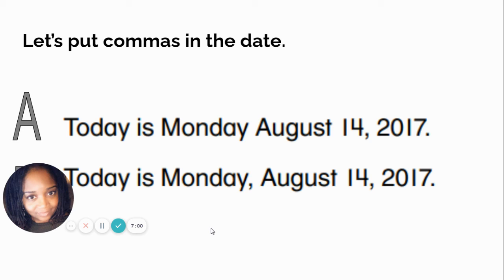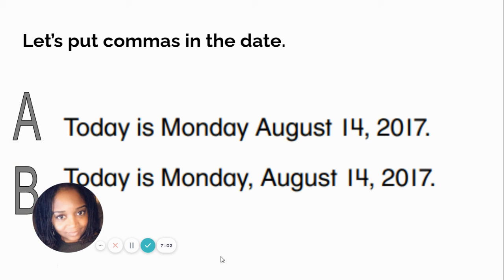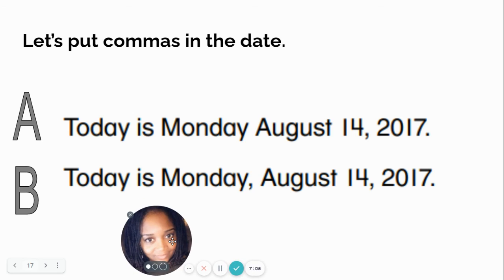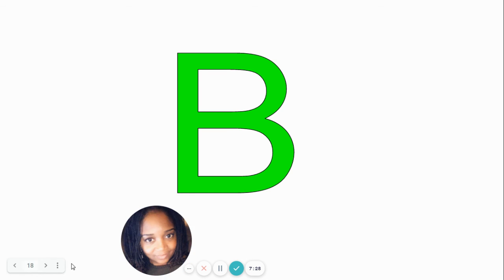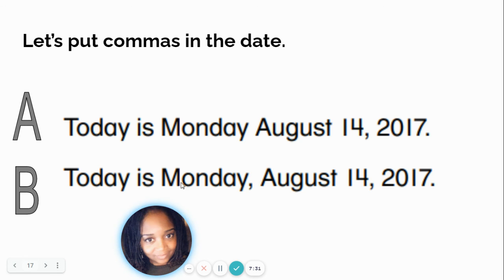One more sentence. Let's put commas in this date. So we have two choices. We have A, today is Monday, August 14th, 2017, and B, today is Monday, August 14th, 2017. Which one sounds right and which one is written right? Just think about the rules that we said to put commas in the date. B was correct. Let's see. B, we have a comma after our day of the week and in between our date number and our year. Very, very good.